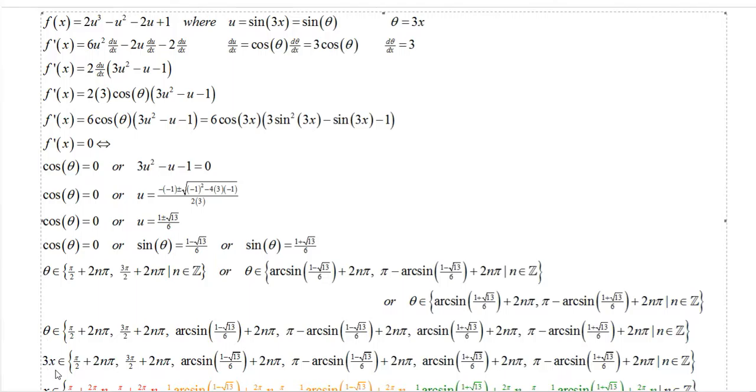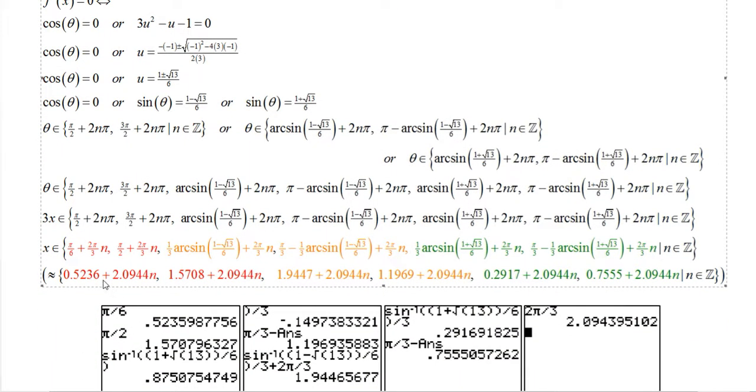But now theta is 3x, so divide everything by 3. And we get pi over 2 divided by 3 is pi over 6 plus 2n pi over 3, because you're dividing both parts of this by 3, because you're distributing that. Here we get pi over 2 plus 2 pi over 3 n. Here we get this arc sine times 1/3 plus 2 pi over 3 n, and so forth. You can read that across there.